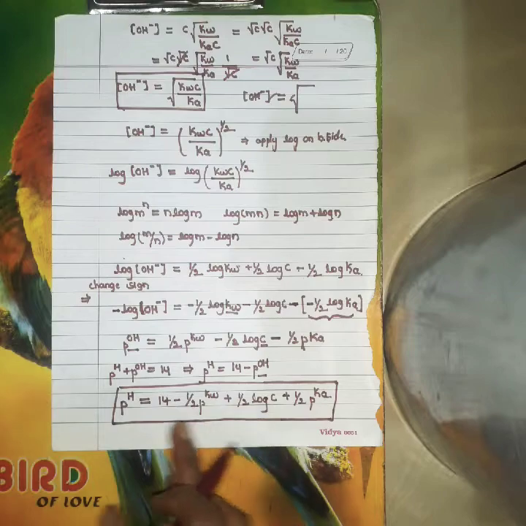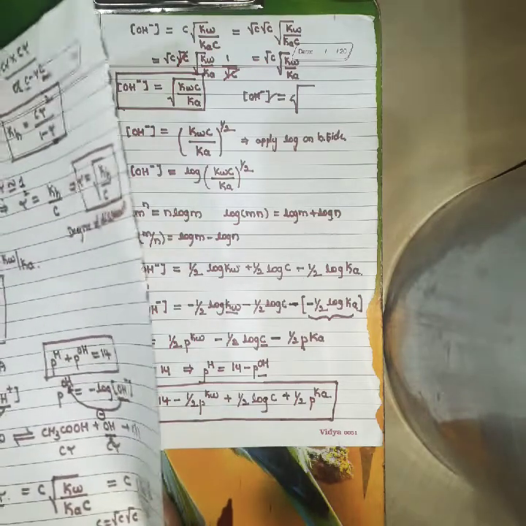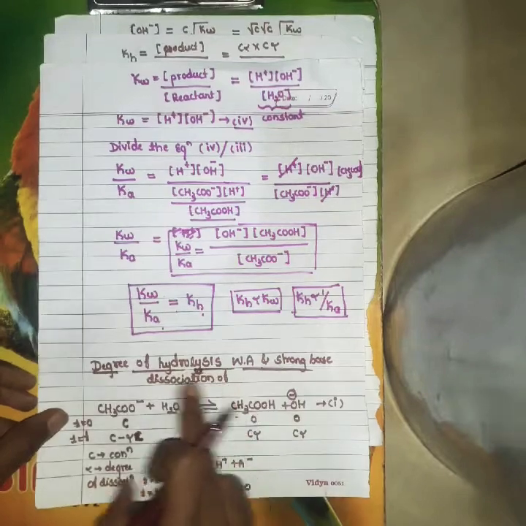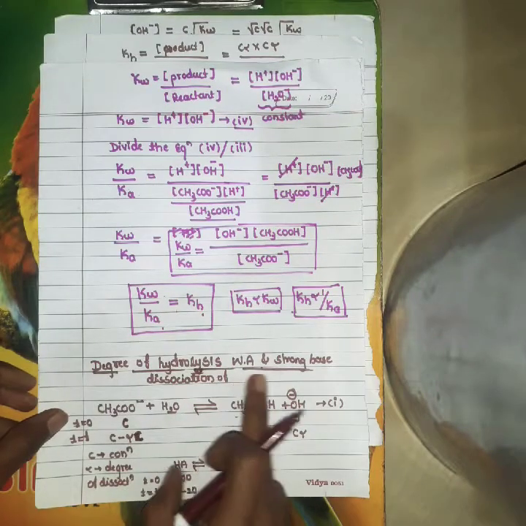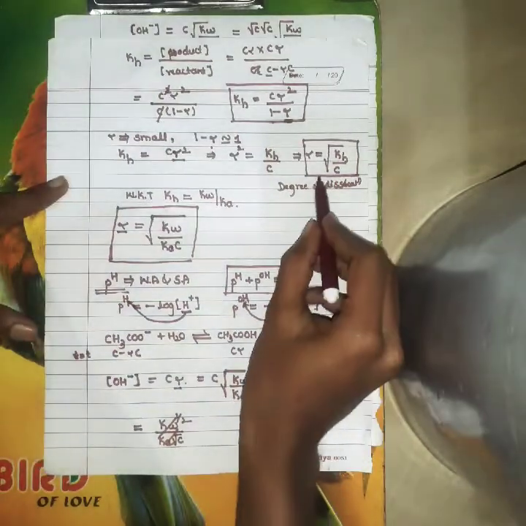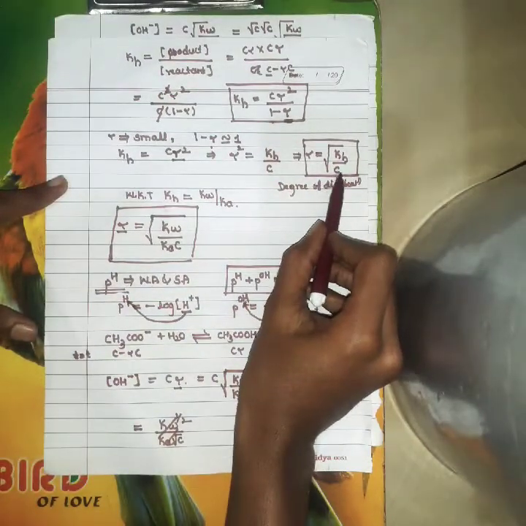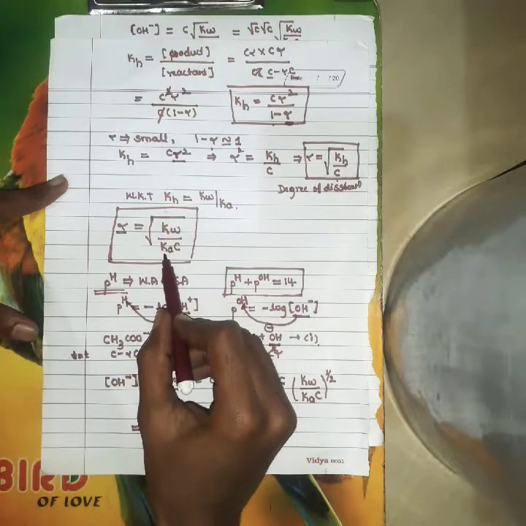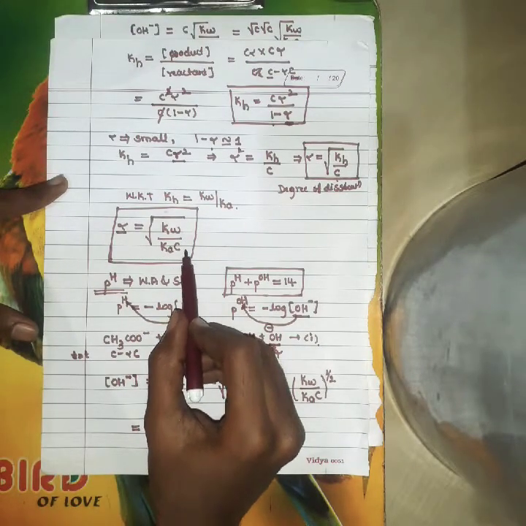Today in class, what do we have to study? First, we have to start with the degree of hydrolysis or degree of dissociation of a salt of weak acid and strong base. We get an equation: alpha is equal to square root of Kh by root C, or alpha is equal to square root of Kw by Ka into root C.